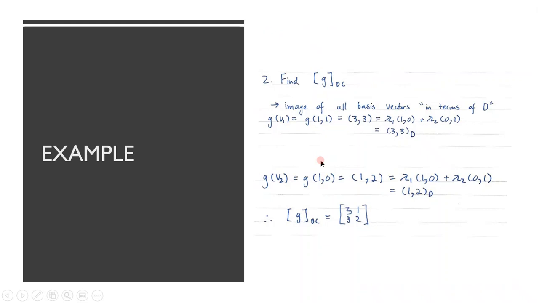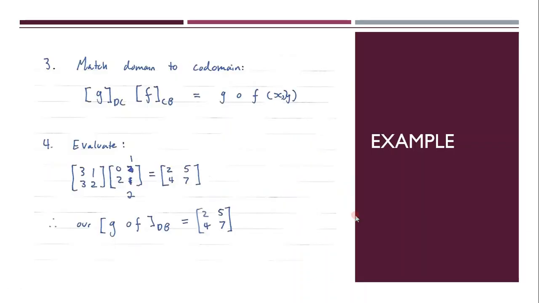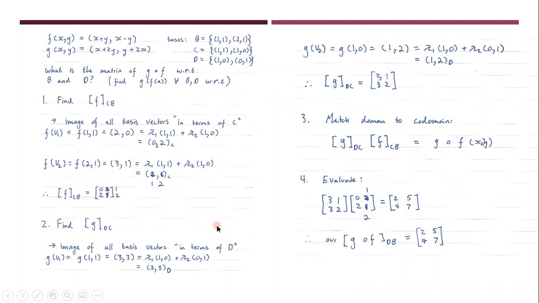So now find G_DC. So the image of all the basis vectors in terms of D: whatever the first basis vector is of C, we put that through G. Whatever vector we get out of that, we represent in terms of D, and we do the same for however many vectors G has, but in this case we do it twice. So here's our transformation matrix there. Now we need to make sure that we match the codomain to the domain, so we have our G of F of (x, y). Then we just evaluate through matrix multiplication, and this is our final answer.